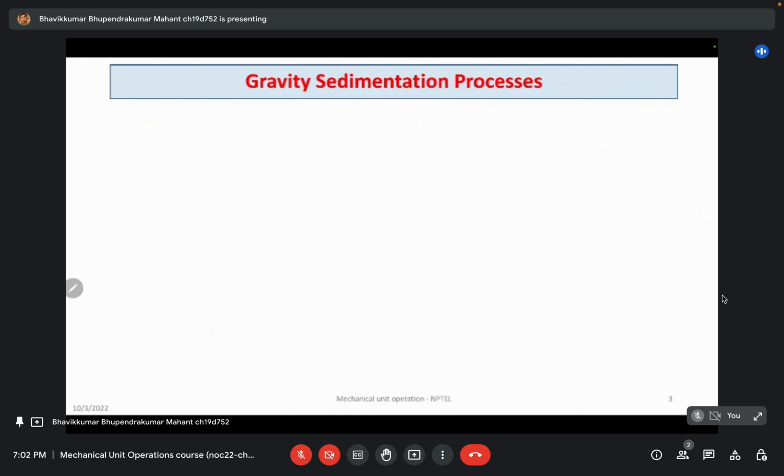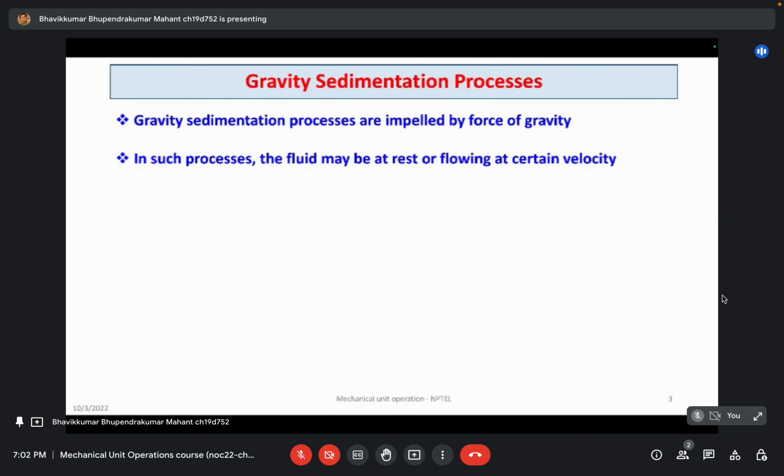Okay, so we'll start with the gravity sedimentation processes. As mentioned, gravity sedimentation processes are impelled by the force of gravity. It is already in the name itself that gravity sedimentation uses the force of gravity to separate solid particles from the slurry. In such a process, the fluid may be at rest or flowing at a certain velocity.